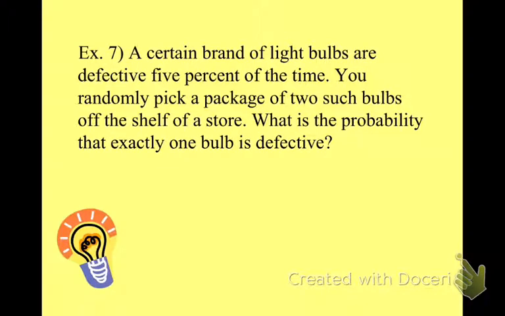The next one says a certain brand of light bulbs are defective 5% of the time. You randomly pick a package of 2. What is the probability that exactly 1 is defective? So with this, you have 2 options: light bulb 1 and light bulb 2. So you could either get defective, not defective. That should be a D. Or you could get not defective and then defective. And so I need to add both of those outcomes together because there are 2 scenarios of getting exactly 1 that is defective.